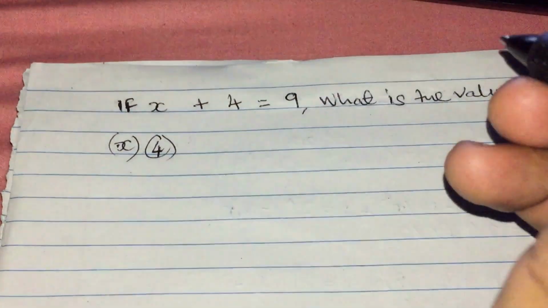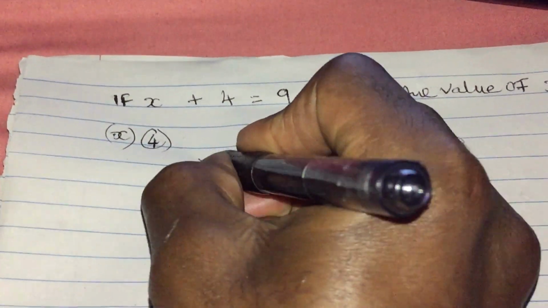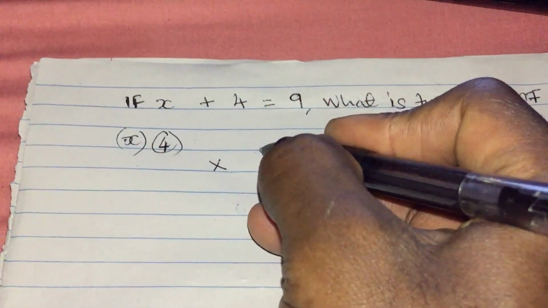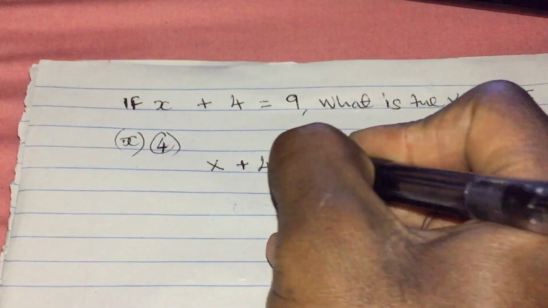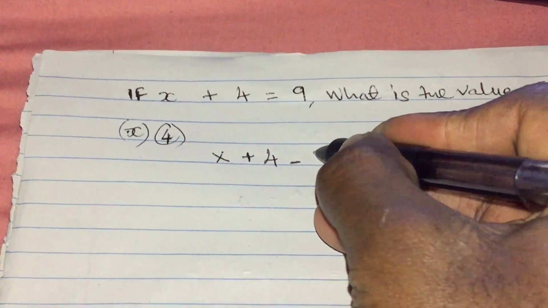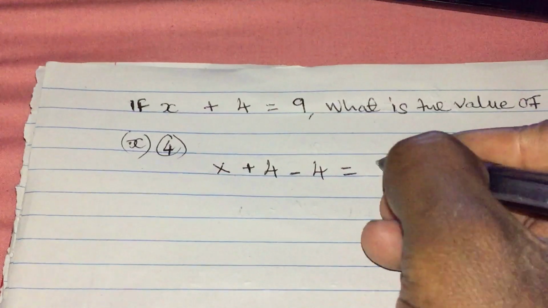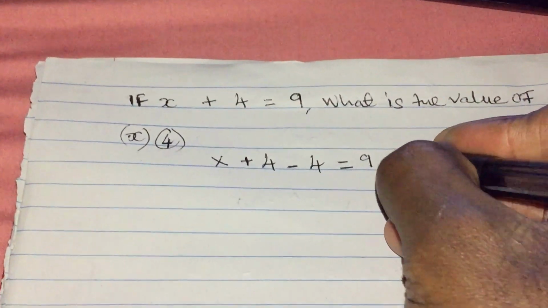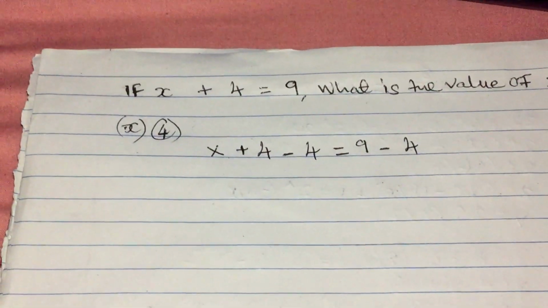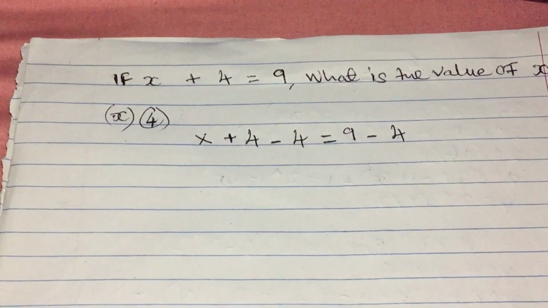So the method we are going to use is, we are going to write x plus 4 minus 4 equals 9 minus 4. Have you seen? Simple method.